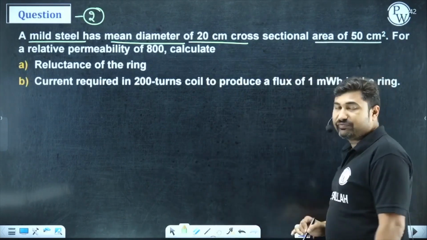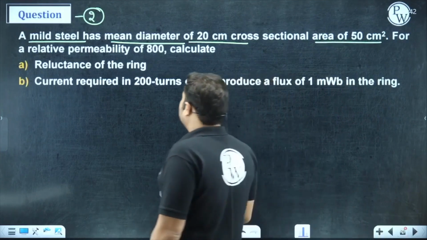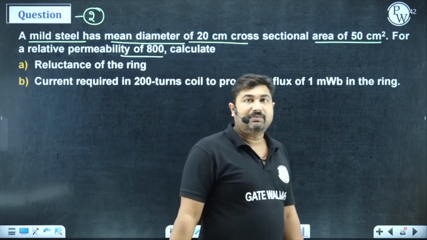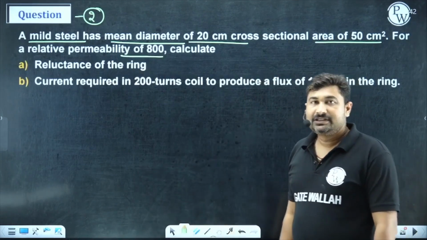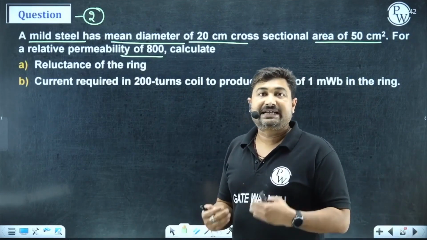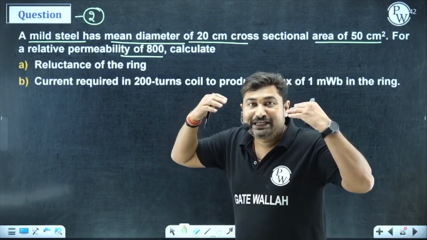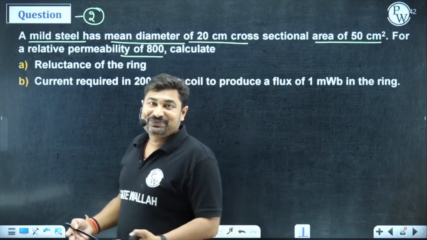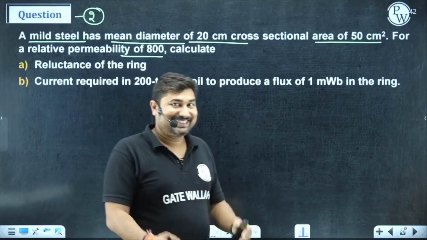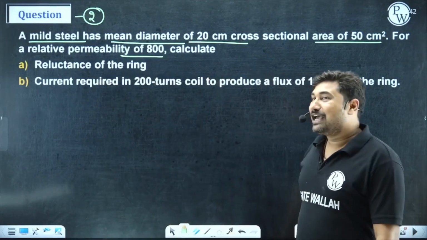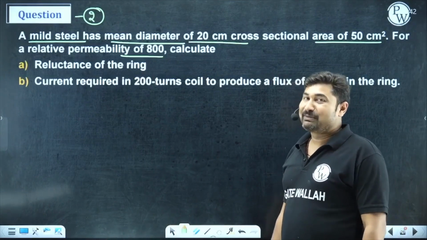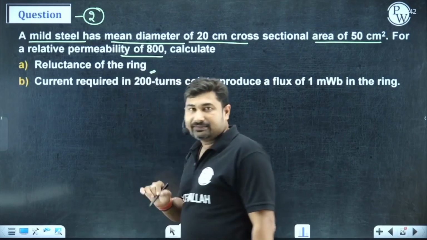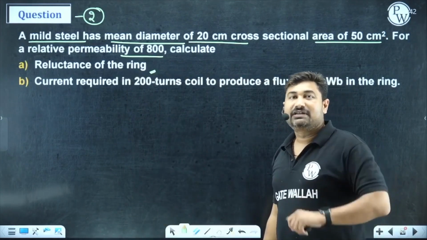Cross-sectional area is 50 centimeter square. The relative permeability is 800. Relative permeability 800 means its ability to have magnetic lines of force is 800 times that of air or a vacuum. Great, sir. So now we have a better understanding of relative permeability also. Calculate the reluctance of the ring.